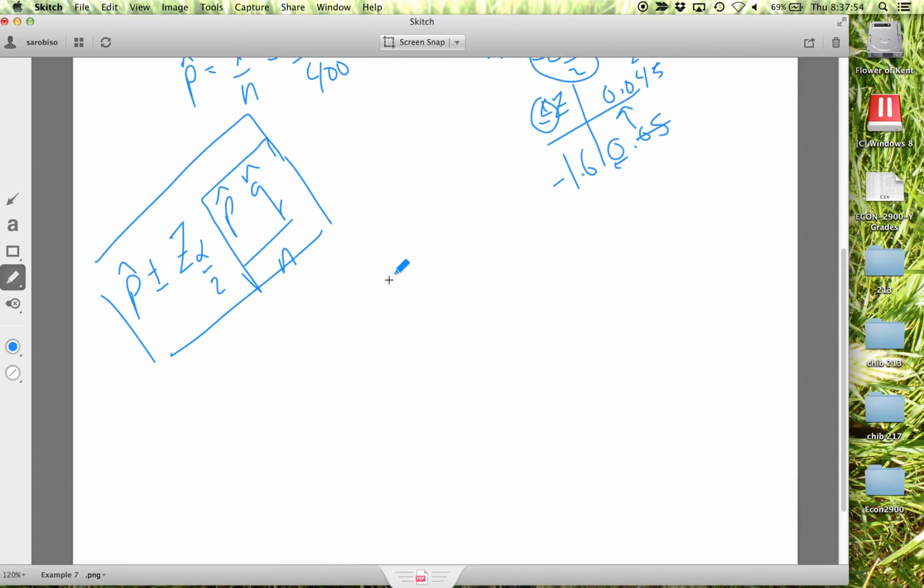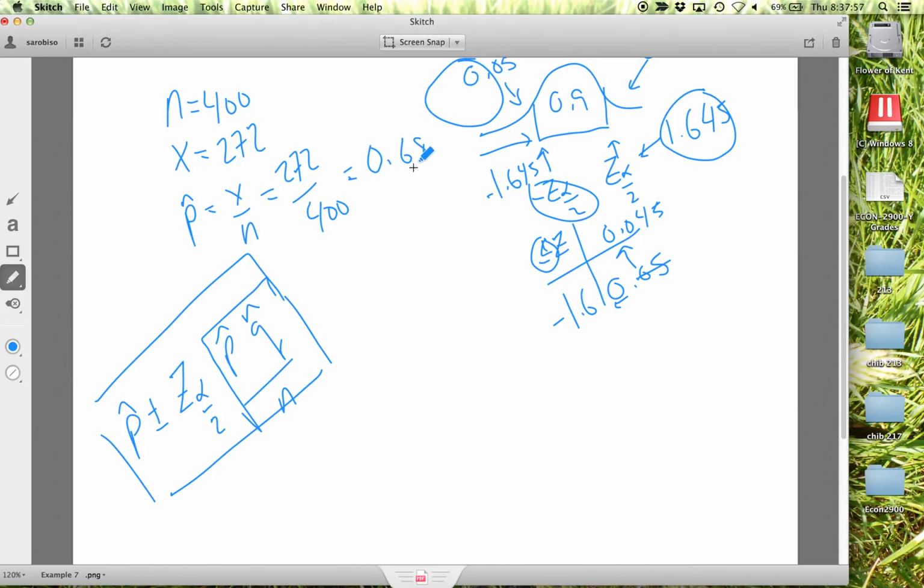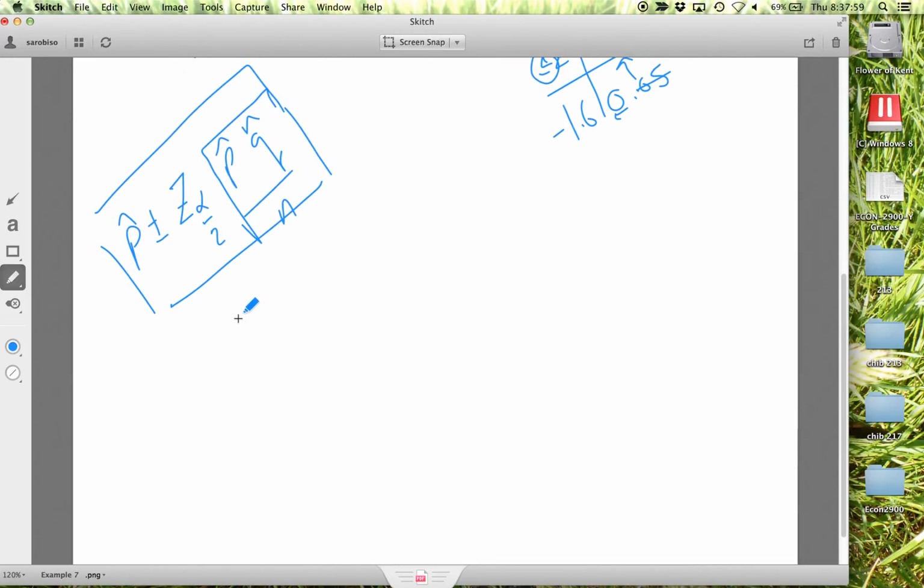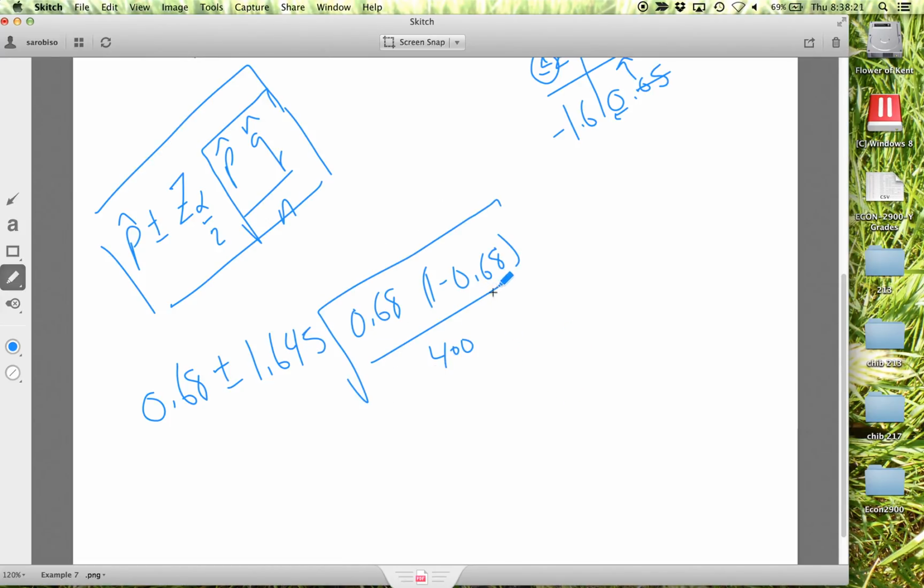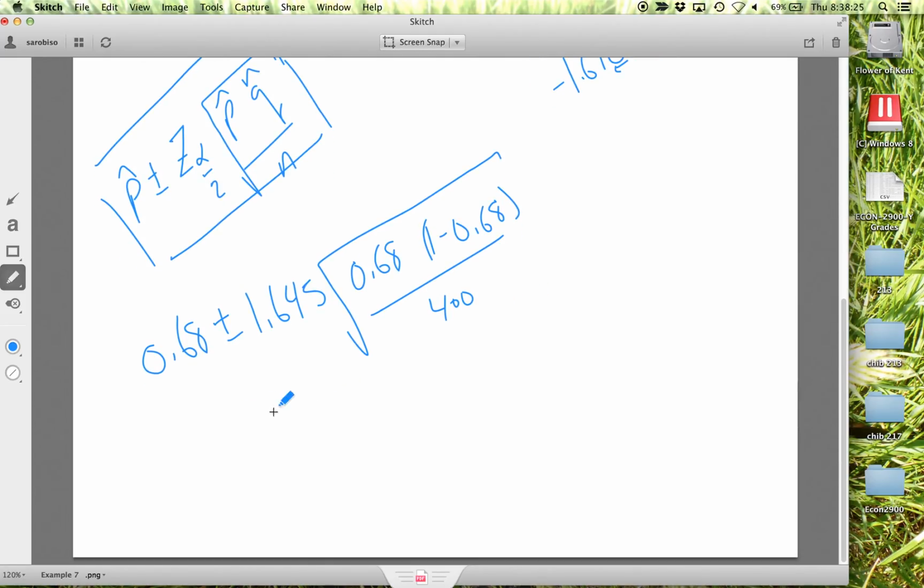Okay, we do have p hat. We just calculated it to be 0.68. You can either use that as a decimal or as a fraction. So here we'll put this in here, 0.68 plus or minus our z value that we found to be 1.645 multiplied by the square root of 0.68 times 1 minus 0.68, divided, of course, by the number of samples. Okay, so here's the formula.